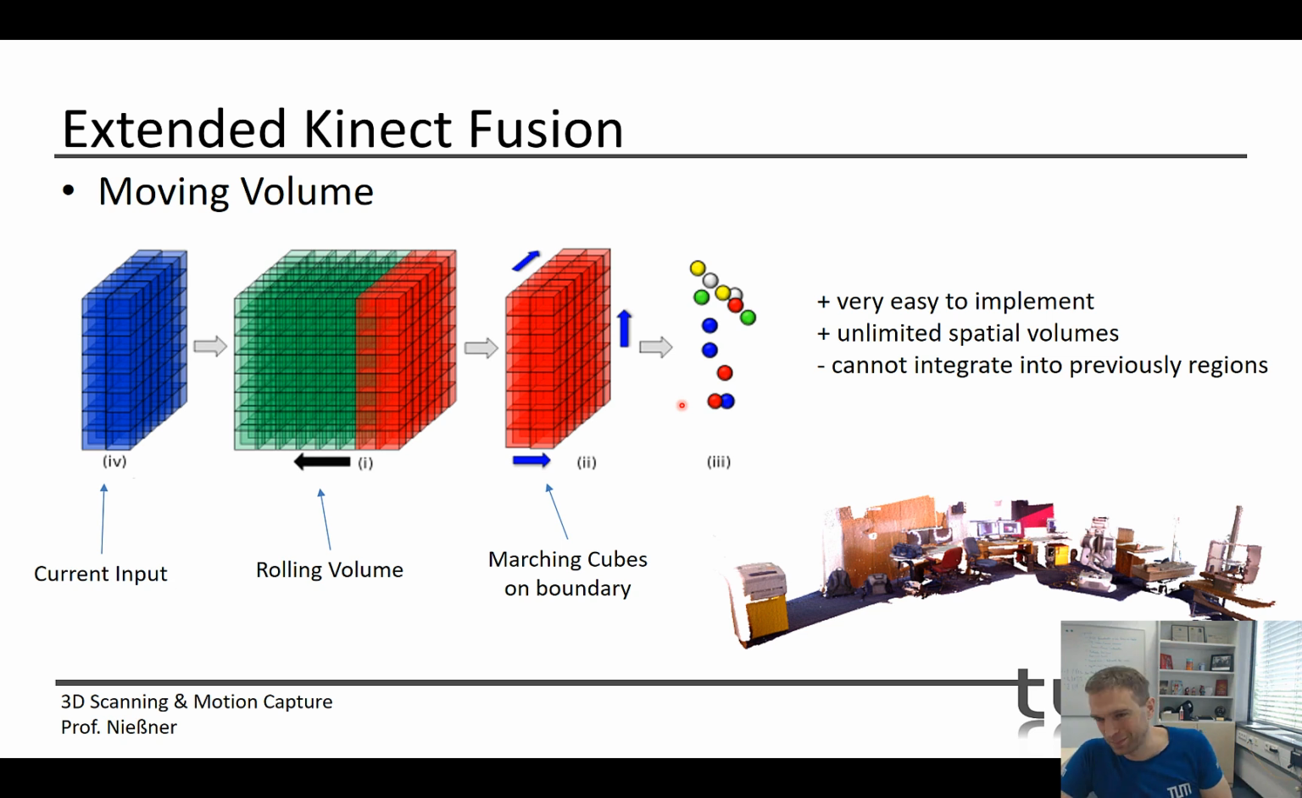So this is super easy. This is the simplest one to implement. Big downside: you can't reintegrate into previously observed regions. This is kind of an issue, right? So this is probably the simplest one, but it's also a bit limited in terms of what you can do, because you can't revisit parts of a scene you've already seen before.